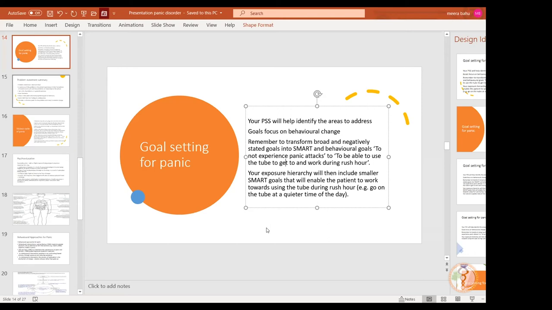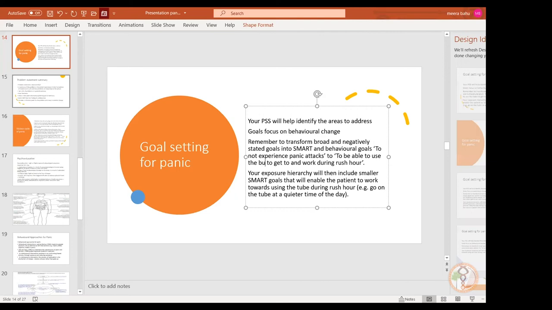So they will have some goals, and you will have to change them into smart and behavioral goals, because we are not going to talk about the cognitive aspects here when we are doing some behavioral work. So, to not experience panic attacks, to be able to use the tube. Well, you don't have the tube over there. Sorry, that's not really mindful of me. So to be able to use the bus. Or train? It's just an example. It doesn't have to be this, okay? I'm just making this up.